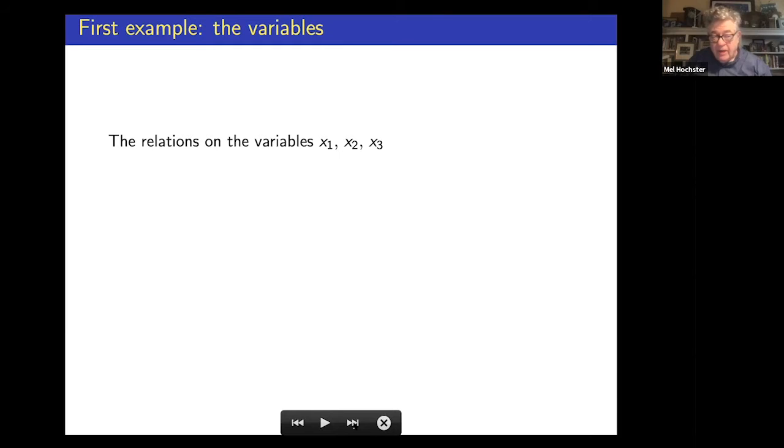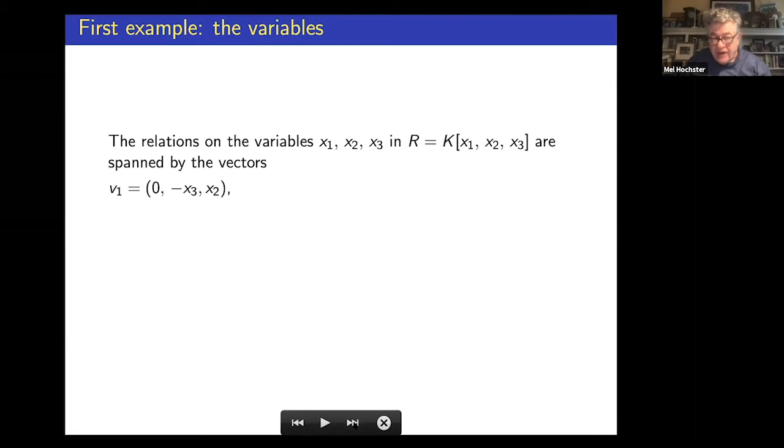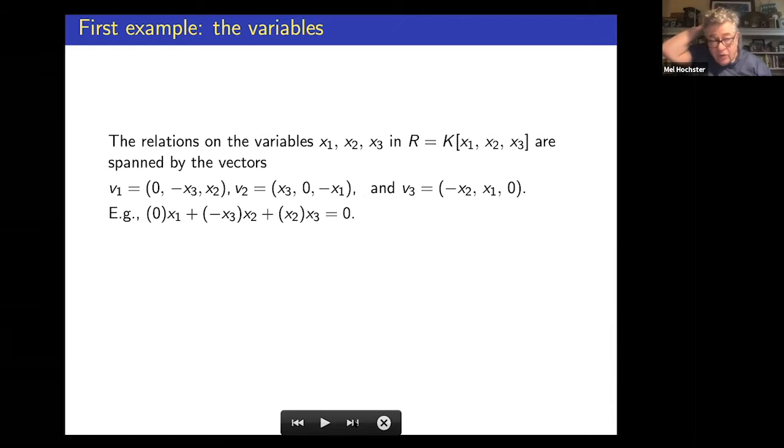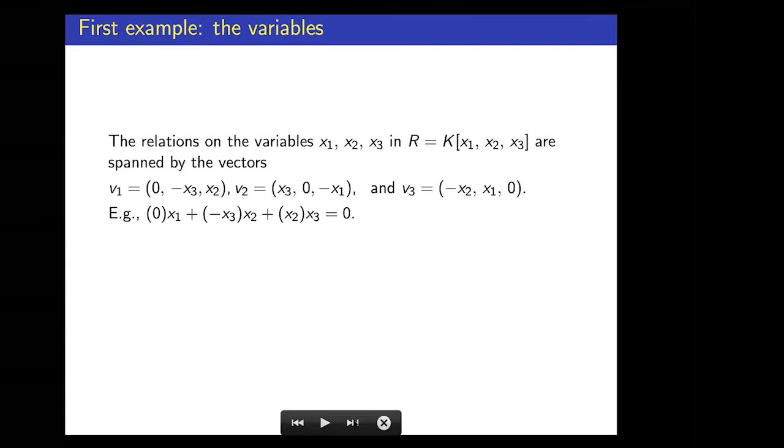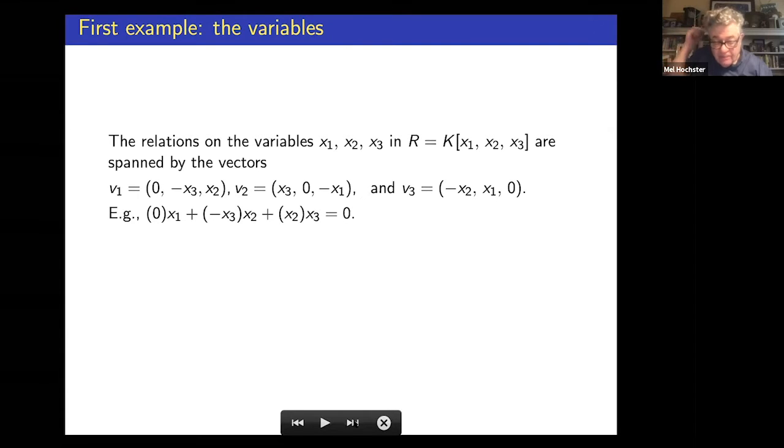And here's an example. If you start out with the variables, which are in R^1, and you look for the relations in this polynomial ring, they're spanned by 3 vectors. One of them is 0, minus x3, x2. That gives a relation on the 3 variables. And another one is x3, 0, minus x1. And the third one is minus x2, x1, 0. So if you want to see the first relation in action, those entries of V1 have become the coefficients on the 3 variables.